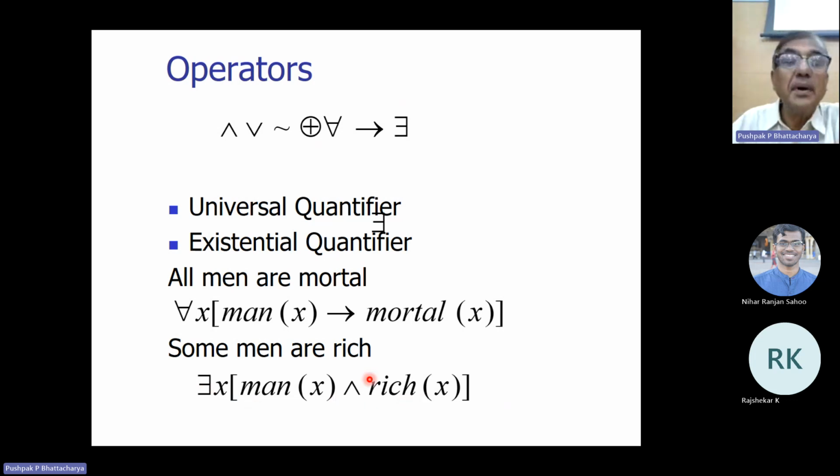Do also think about why for all always takes implication as the operator, whereas there exists always takes and as an operator. Okay, so this is something you should think about as to why implication and universal quantification go together, and and there exists go together. Could you have there exists x, man x implies rich x? Or could you have for all x, man x and mortal x? Okay, think about these questions.